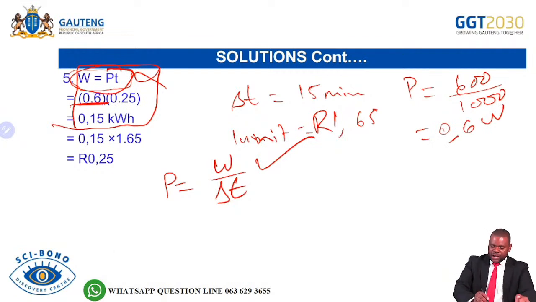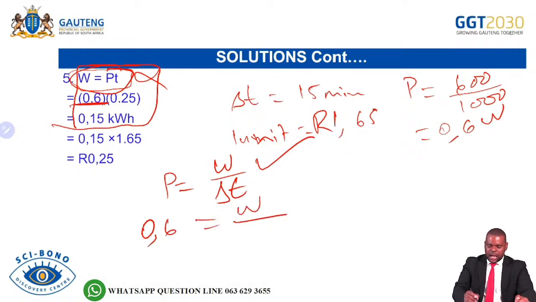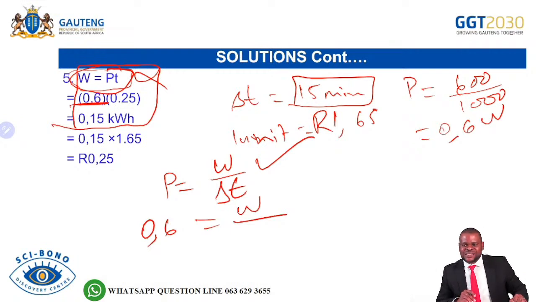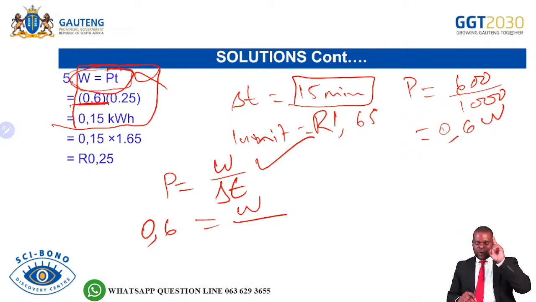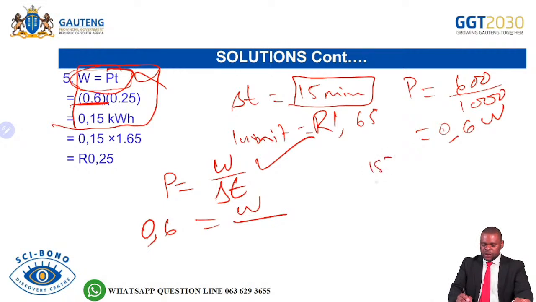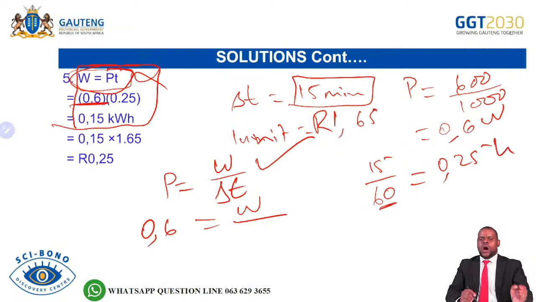Yes. That is why now we're going to say, 0.6 is equal to W divided by what? We have 15 minutes. How much is 15 minutes in hours? That is one question also. Then we know that 15 minutes, we're going to divide it by 60, which is going to be 0.25. 15 minutes divided by 60, we convert it to hours. Are we together?